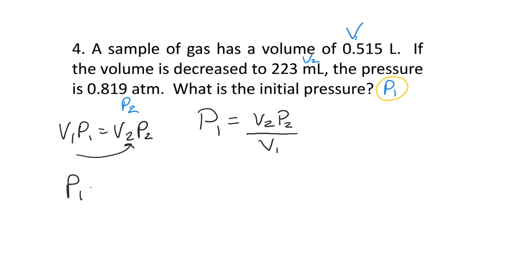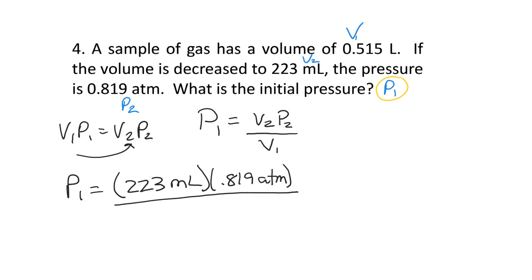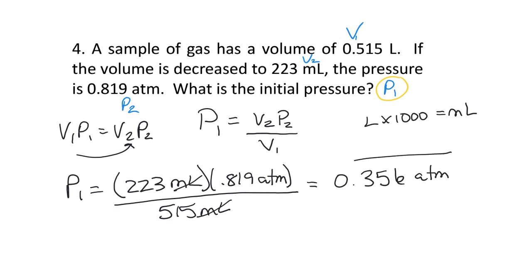So P1 equals. Now we need to have our two volumes exactly the same. So I'm going to start out with the 223 milliliters and then times 0.819 ATM. Now we have to convert the liters to milliliters, or you can convert the milliliters to liters. Either way, it doesn't matter. But if you convert liters to milliliters, liters times 1,000 equals your milliliters. So it's 515 milliliters. That way our milliliters cancel, and we get 0.356 ATM. Okay?